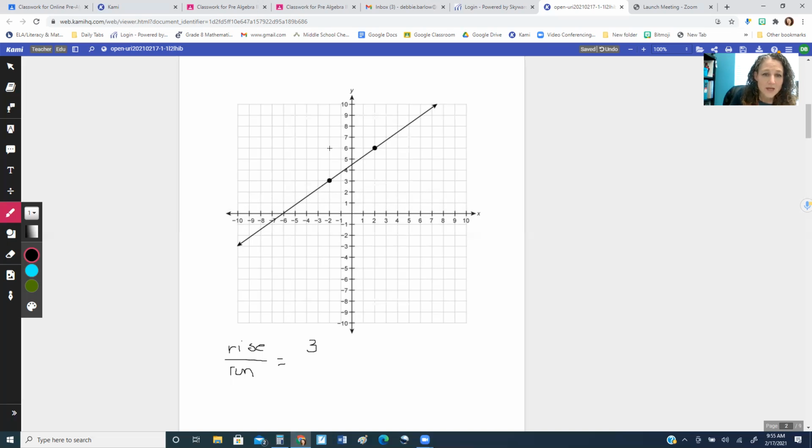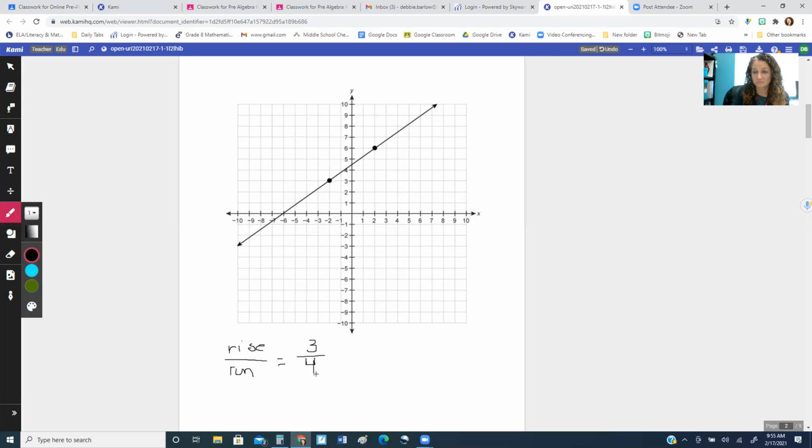Okay, so I'm here. Now, I'm not over here yet. I still need to do my run, right? Rise is uppy downy, run is side to sidey. So up 3, and then to the right 4. 1, 2, 3, 4. So 3 over 4. Now, is that a +4 or a -4? I went from the left to the right, so I went more positive, so it was a +4. Okay, so my slope is 3 over 4.